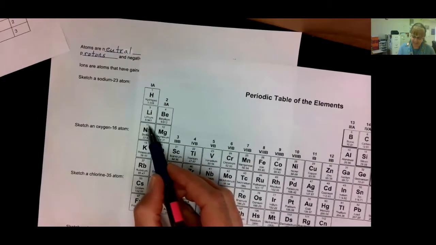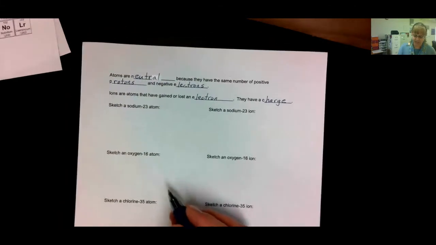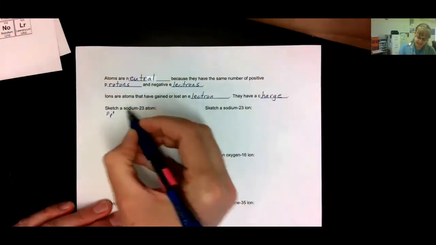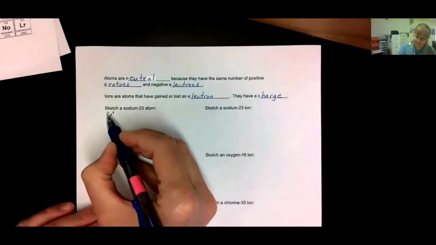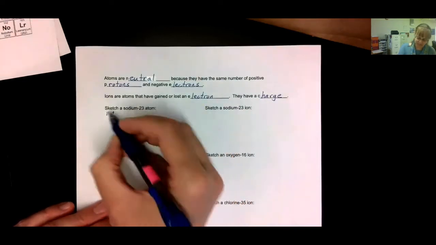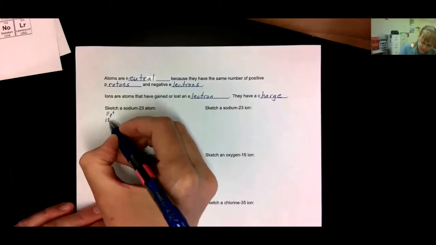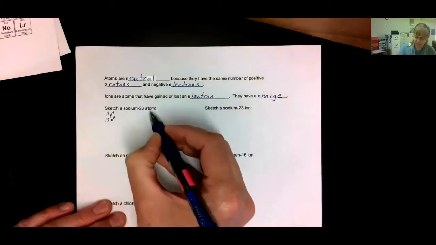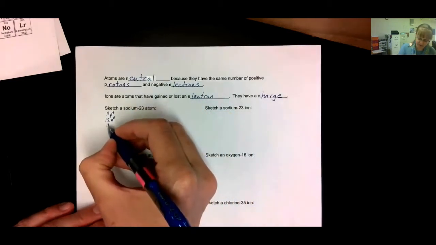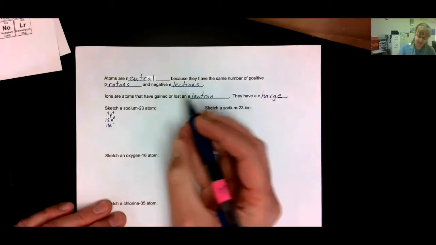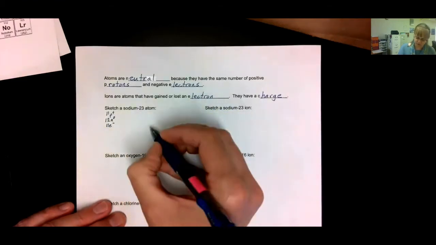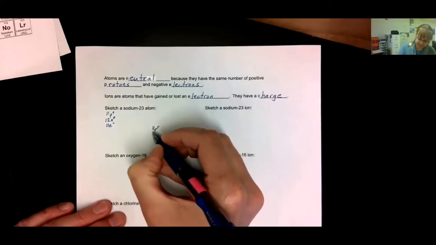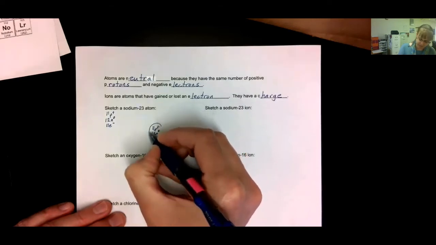So sodium has an atomic number of 11. That means there are 11 protons, and mass number minus the atomic number will give you your neutrons. So that would be 12 neutrons. And of course the protons and the electrons are the same because it's a neutral atom, so there are 11 electrons. So we put the protons and the neutrons in the nucleus, in the middle. So 11 P plus and 12 N zeros go in the nucleus.